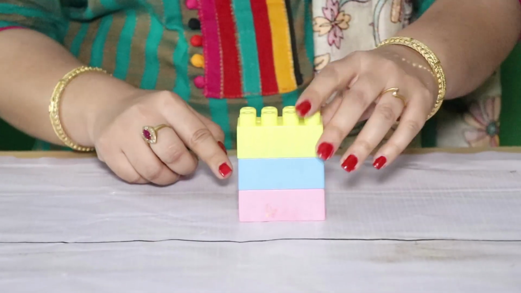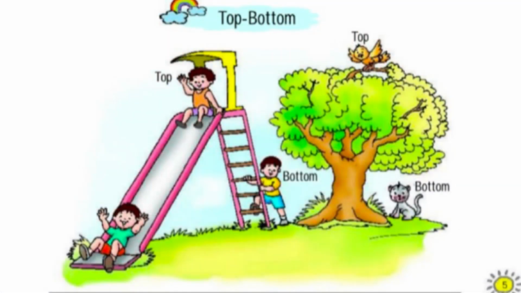Let's see in the textbook, page number 5. Topic is top and bottom. The boy who is wearing the orange t-shirt is on the top of the slide and the another 2 children who are wearing green and yellow t-shirt are at the bottom of the slide.